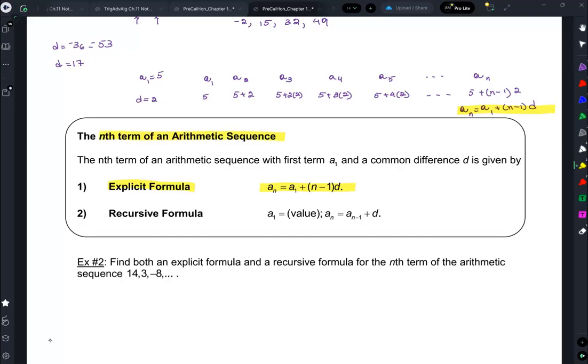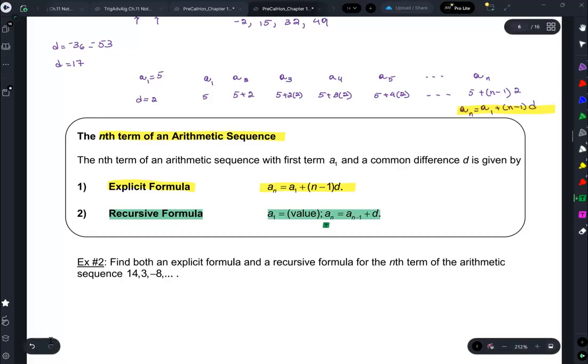We can also, because it's just doing the same thing over and over again, write a recursive formula. And the recursive formula will be the following. A1, you just give the value. A1 is, whatever, 5. And then you say A sub N is just the previous one plus D, like plus 2, plus 2, plus 2.